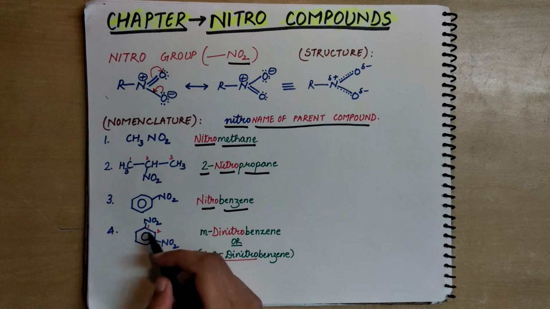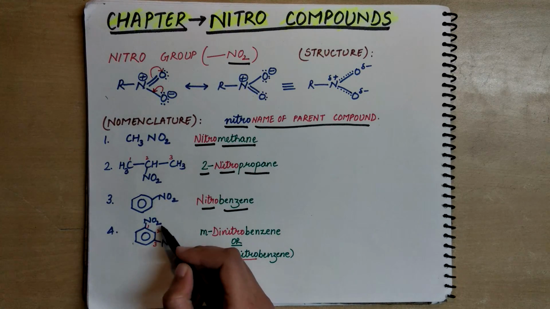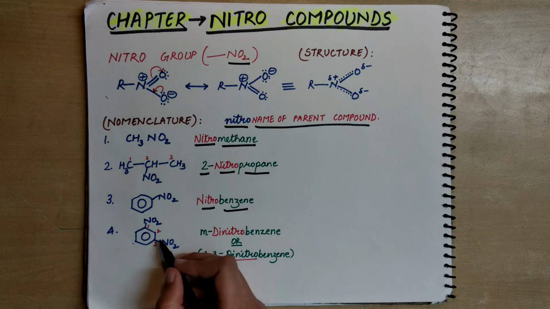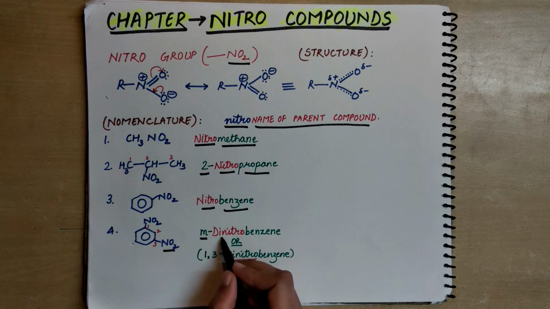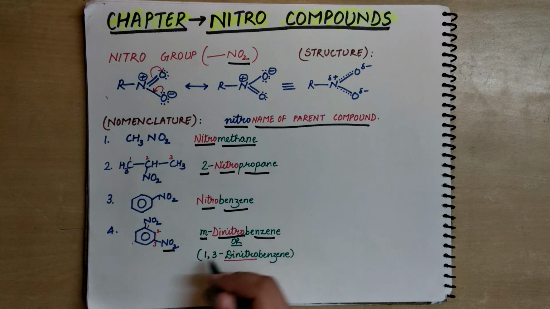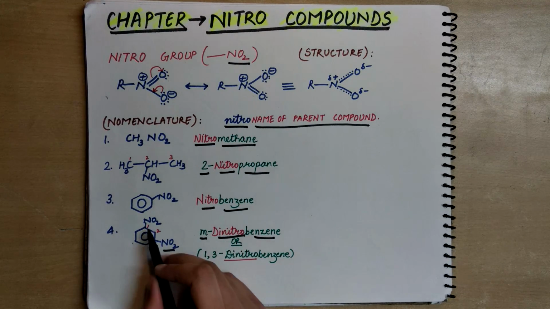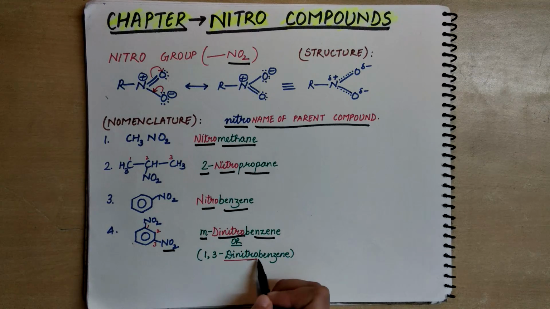And then the fourth example, this is 1, 2, 3. Now we will name the parent chain as nitrobenzene, but in the third position, or we can say in the meta position, we have an extra nitro group. So we will name this as meta-dinitrobenzene, or we can say in IUPAC form 1,3-dinitrobenzene.